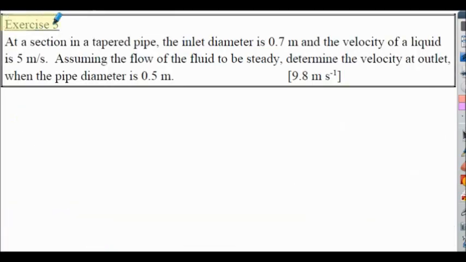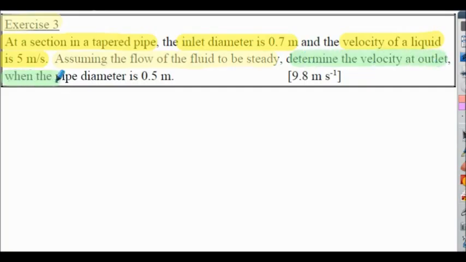Here's exercise 3, application of the continuity equation for reference. At a section in a tapered pipe, the inlet diameter is 0.7 meters and the velocity of the liquid is 5 meters per second. Assuming the flow of the fluid is steady, laminar flow, we have to determine the velocity at the outlet when the pipe diameter is 0.5 meters.